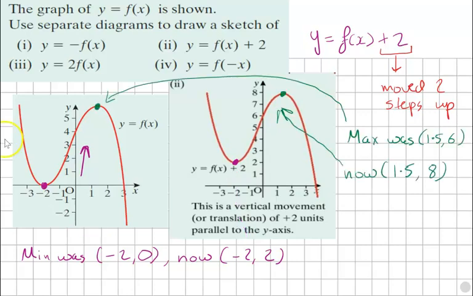Let's take 2 more important points. So we have the maximum, which in the original function is 1.5, 6. And now in the new function, it's 1.5, 8. So the x values didn't change, but 6 plus 2 makes 8. So 2 was added to the y value to make 8.